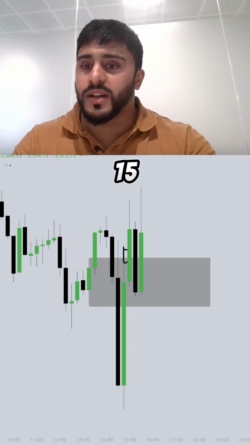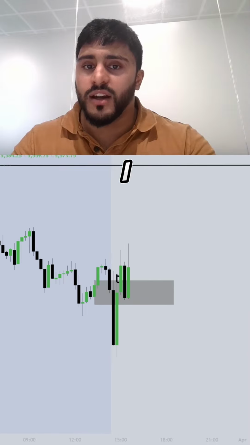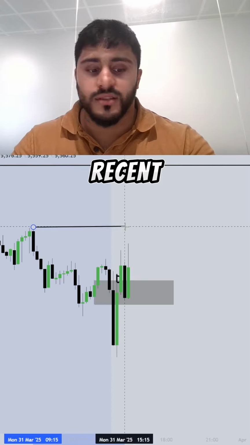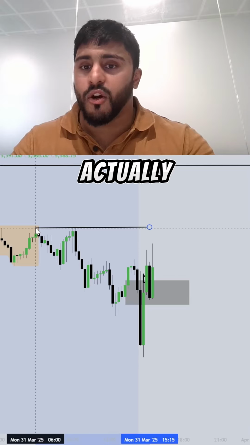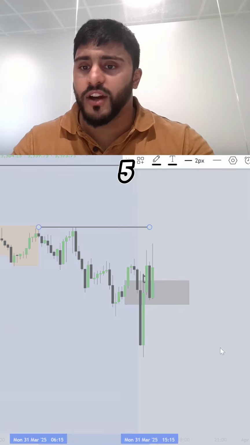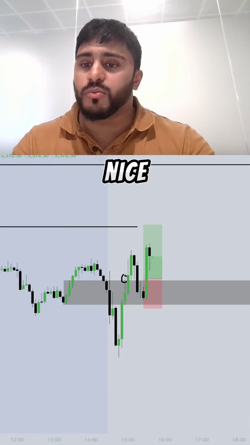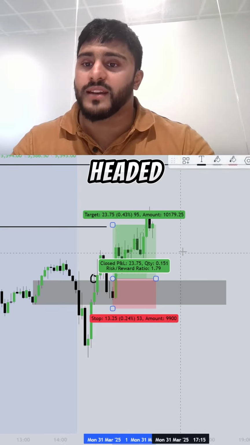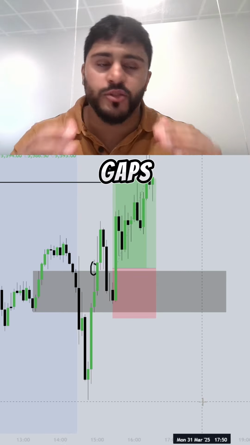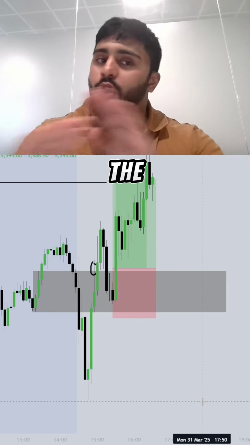Now from here on the 15-minute time frame, where do we look to target, right? So I personally like to target the most recent high from the London session, which actually corresponds with Asia highs over here. So on the 5-minute chart, we simply look to target the Asian range for a nice 1 to 2 risk reward, right? As you can see, price headed higher. So if you're struggling to trade fair value gaps, just remember that the order flow is the only thing you're missing.